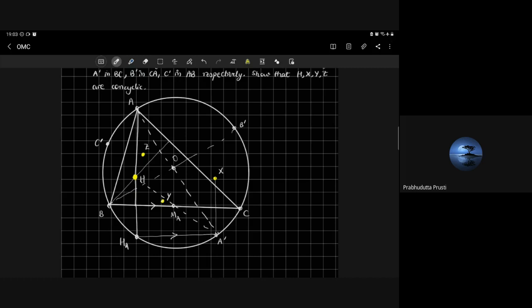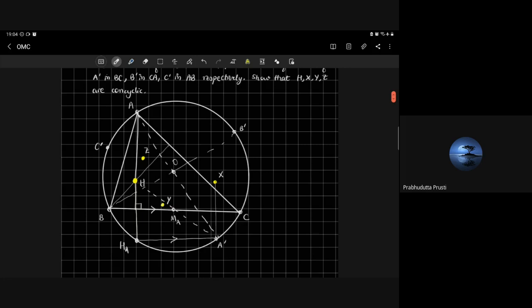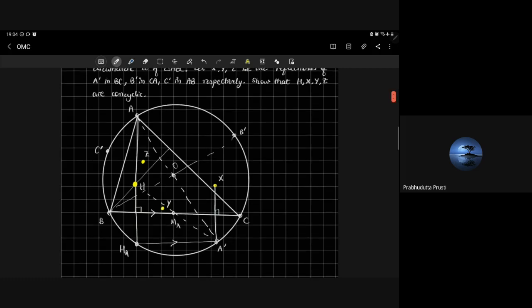So it will be better if you people speak up. So anyway, H sub A A prime is parallel to BC. Then since H is the orthocenter, the angle between AH and BC is a right angle. Correct? No, in fact, since X is the reflection of A prime, A prime X is perpendicular to BC. Correct?